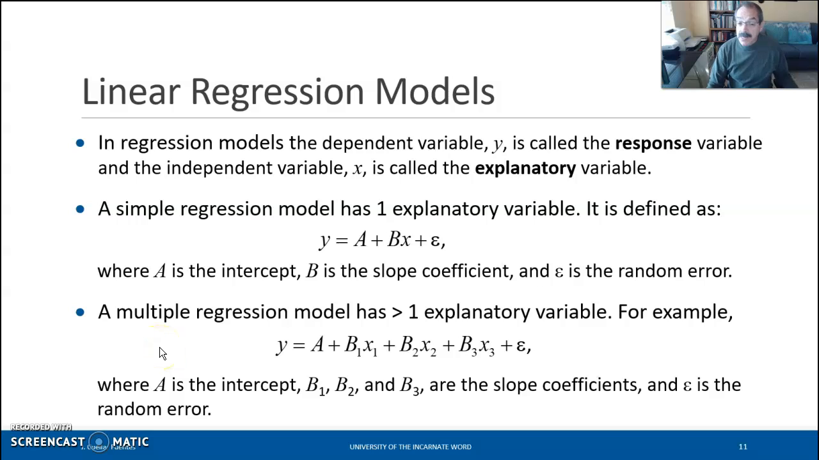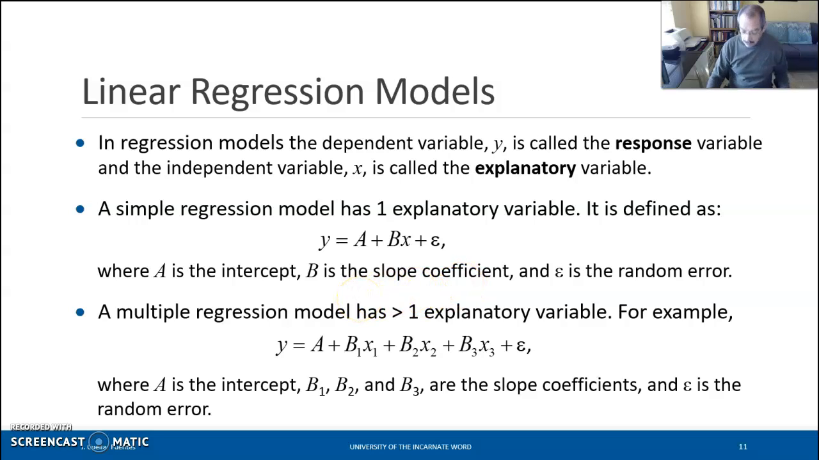All right, a multiple regression model, the difference is that it has more than one explanatory variable. And there are many, many types of multiple regression models. Here is one example where I have 3 explanatory variables. So here's A, my intercept. B1 is the slope of the first explanatory variable, or the coefficient of the first explanatory variable. B2 is the coefficient of the second explanatory variable, and B3 is the coefficient of the third explanatory variable, or the slope, or the 3 slopes. And epsilon, again, is the random error.